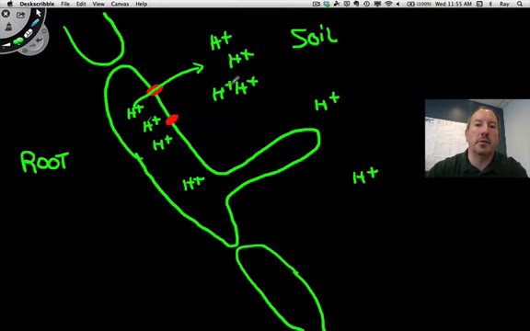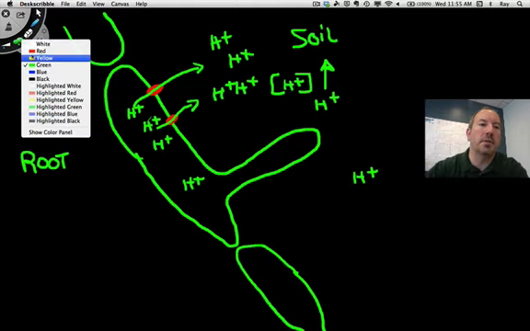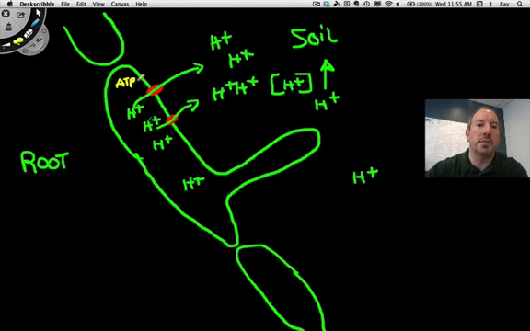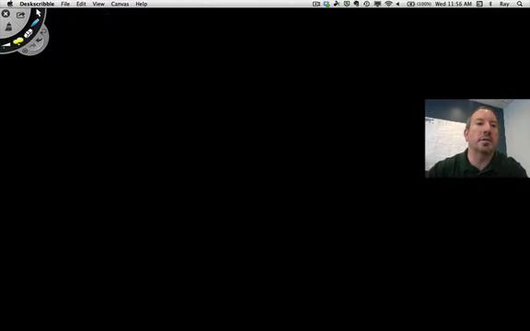and push it out here and push it out here. Notice how the concentration in the soil is very high with protons, and it's going to be relatively low on the inside. And it's like, how can it push it? It's pushing it because the cell uses ATP in order to drive that against the concentration gradient. And so why does it do that? Well, it does that.